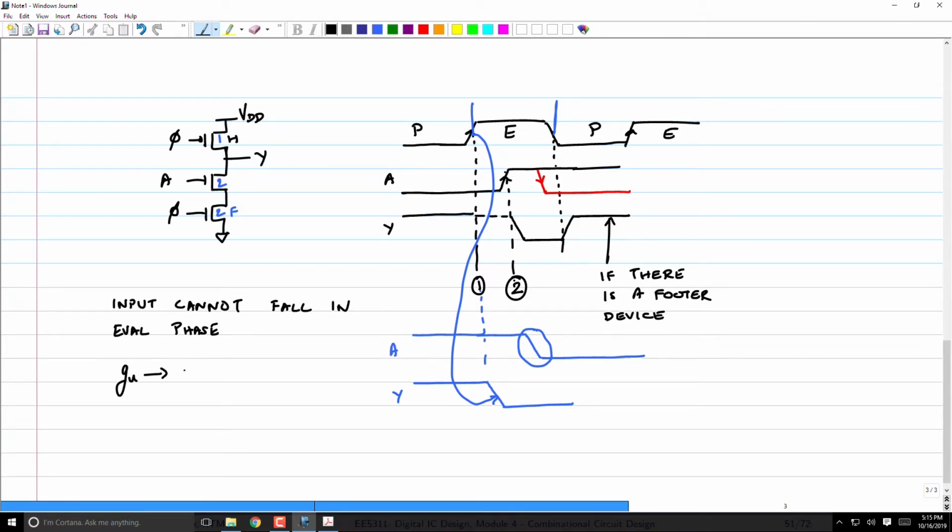So GU is not relevant here. What about GD, the pull-down logical effort? You have to take the ratio of input gate capacitance to the gate capacitance of a symmetric static CMOS inverter. You have to construct that inverter, right? So what is the gate capacitance of this gate? C, exactly. Now, what is the pull-down strength of this gate?